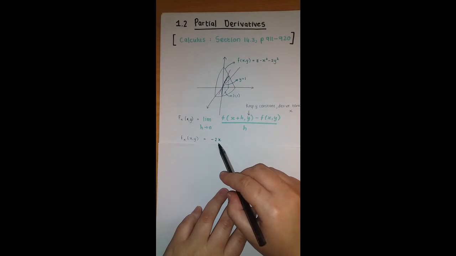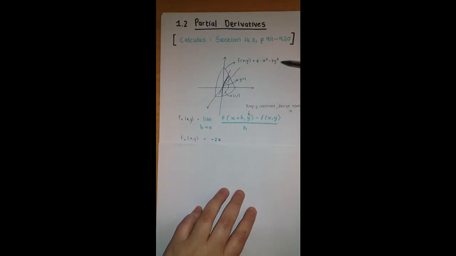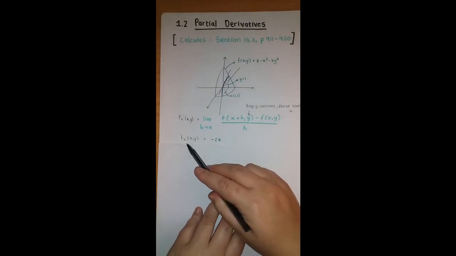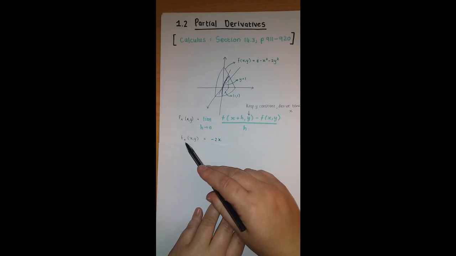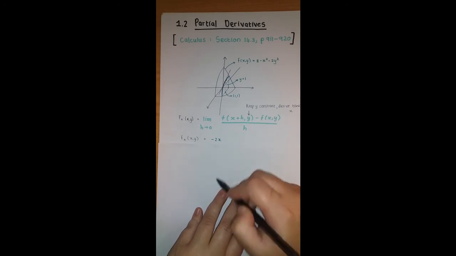How this works is you take your function and you look at all of the terms that have an x in them, and you derive that term. But looking at y, you would look at it as if it is a constant. So this would become 0, and this would also become 0 when you derive it. So the partial derivative of f(x,y) towards x would become negative 2x.